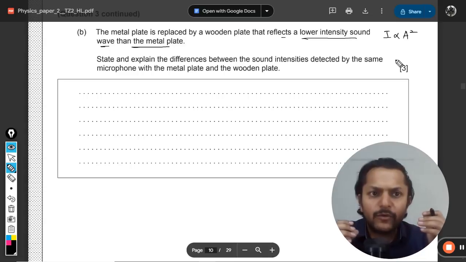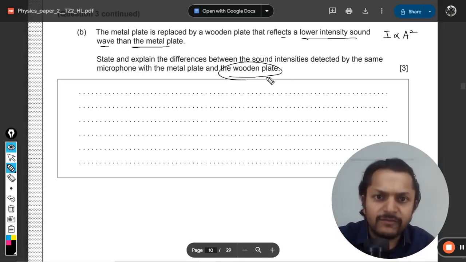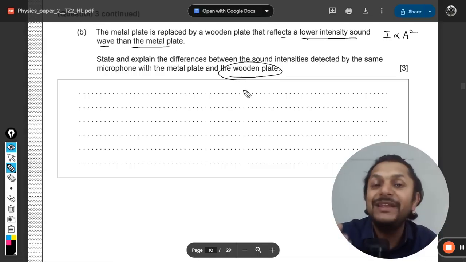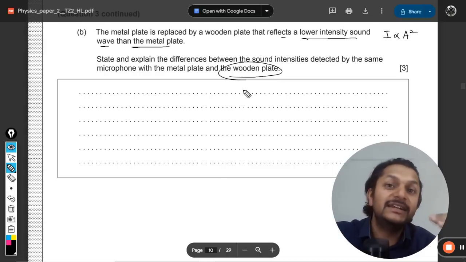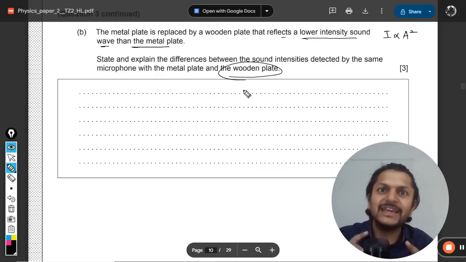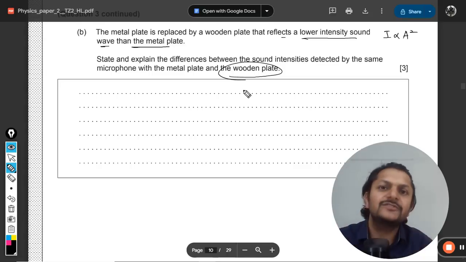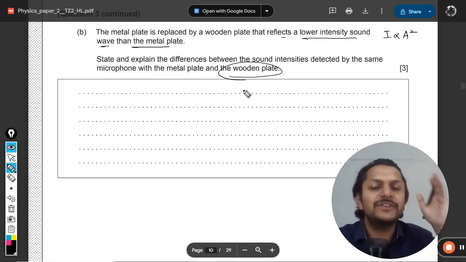So when you are using a wooden plate, what is happening? When the wave is getting reflected, the amplitude is reducing. It means the intensity is reducing. So in this case, the two amplitudes are not equal. So will the standing wave be formed? Well, yes. The answer is yes. The standing wave will be formed.